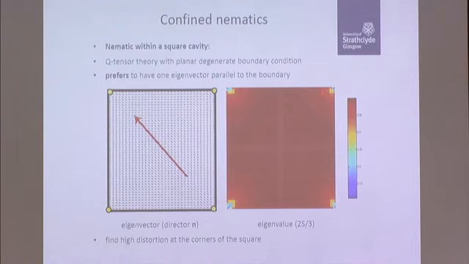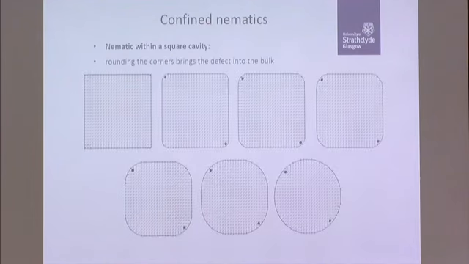Okay, so it looks like we've got something that might be defect-like at the corners. In fact, what we did was we smoothed off the corners, because this was a part experimental project and no one can make very sharp corners in experiments, so the experimentalists didn't like it when we showed them these pictures of very square wells.